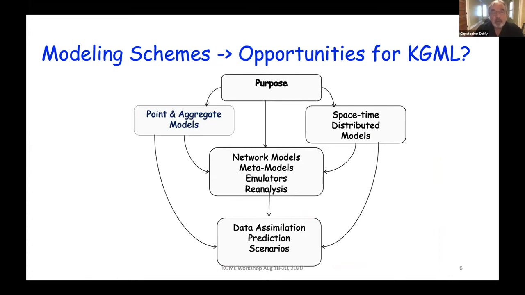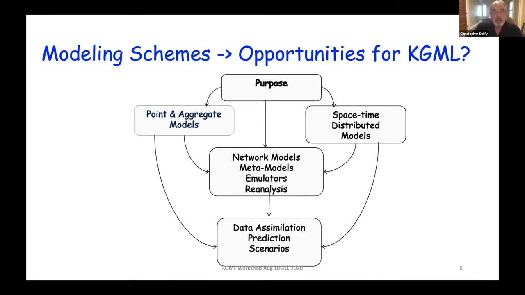And I make the point that all models should be made and implemented with a purpose. We have point models such as soil profile models or soil pack and snowmelt models, aggregate models such as SWAT that integrate over spatial dimensions and capture the aggregate effects. And then we have space-time distributed models that attempt to solve systems of PDEs for processes operating in the catchment.